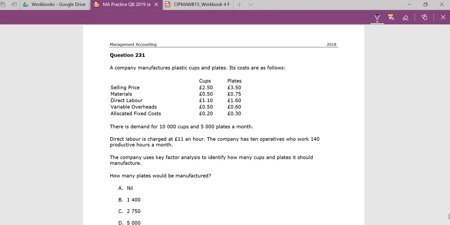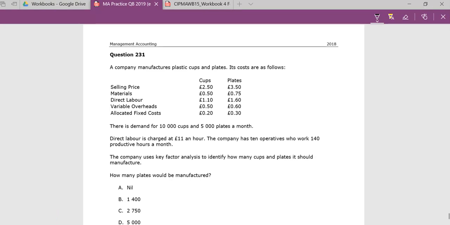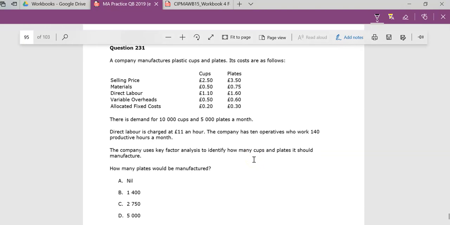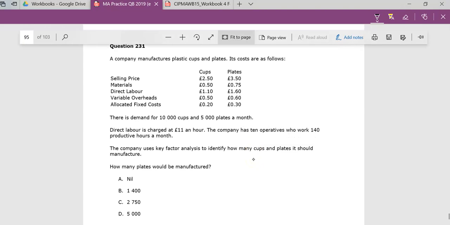Okay, right. Let's carry on with 231 to 235. So what we have here is exactly similar to what we're doing: key factor analysis. We're trying to see who's giving us the greatest contribution based on the scarce resource. The scarce resource this time is labor.